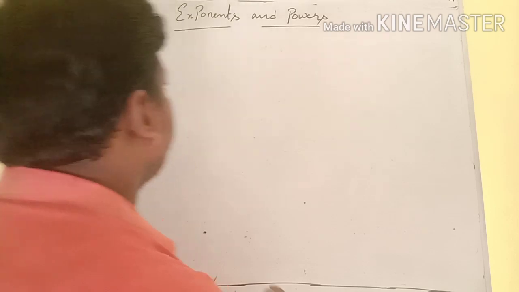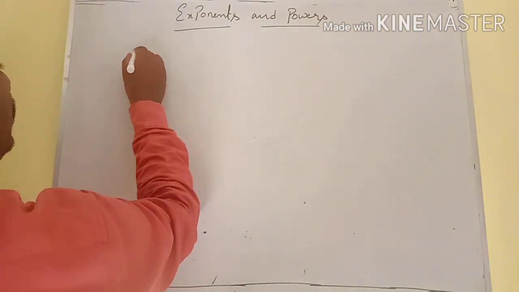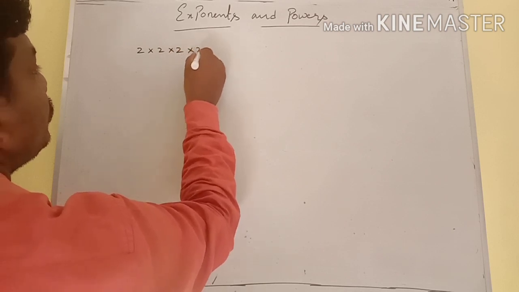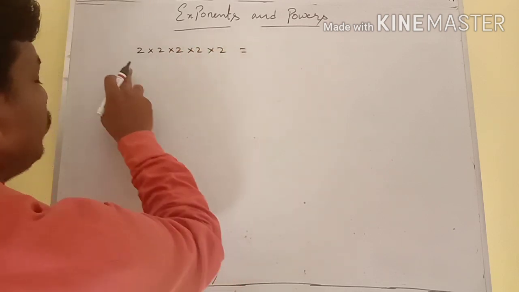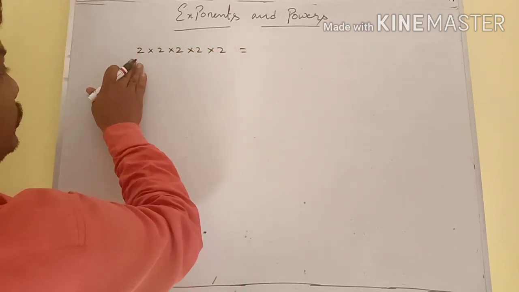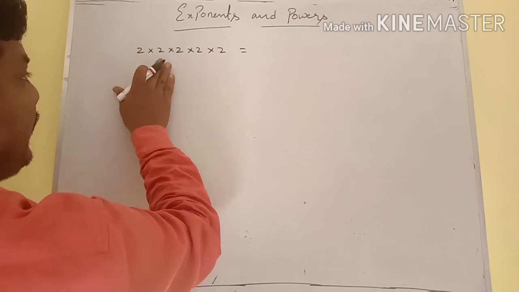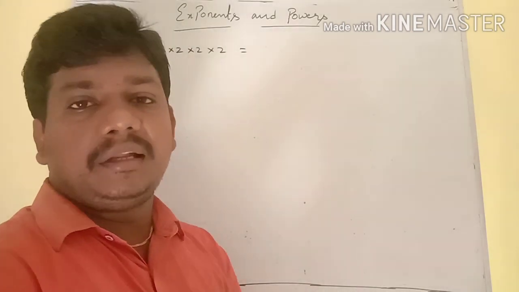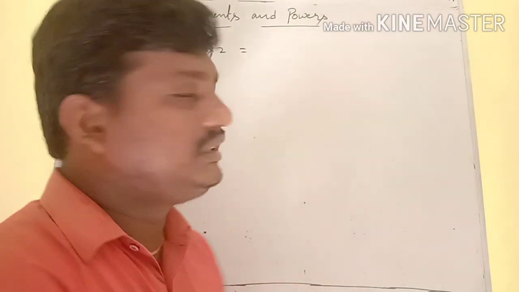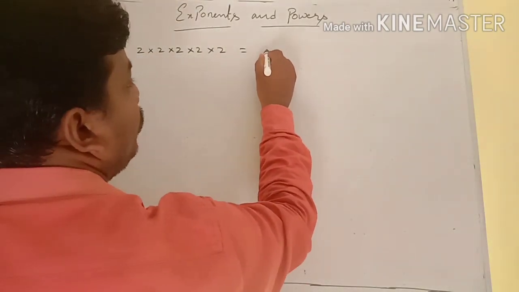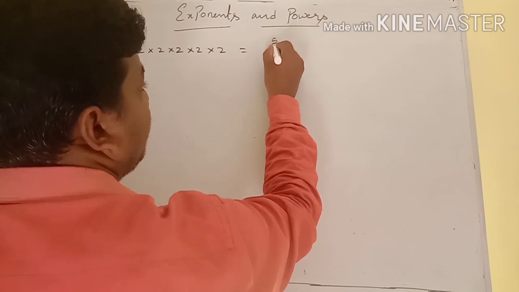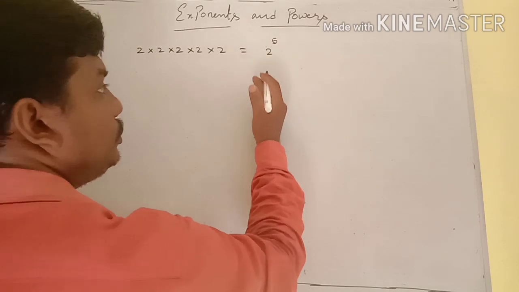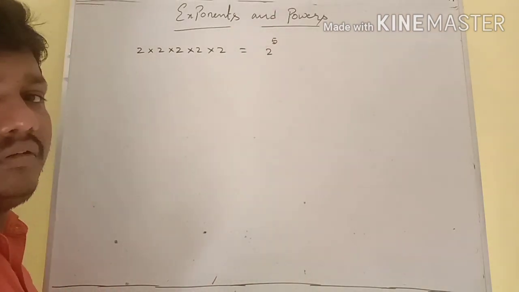Suppose I consider 2 into 2 into 2 into 2 into 2. When I multiply 2 first time, second time, third time, fourth time, fifth time, that means 5 times. So when I multiply 2, 5 times, this can be written as 2 to the power of 5.